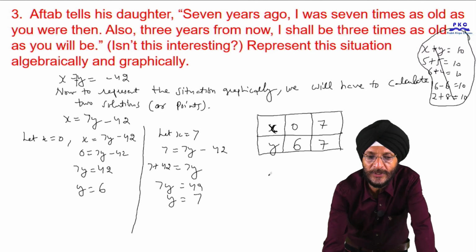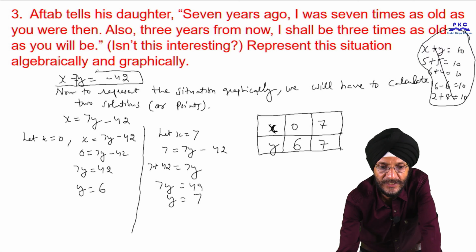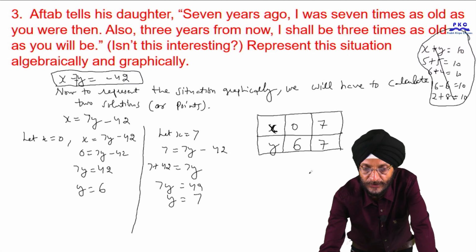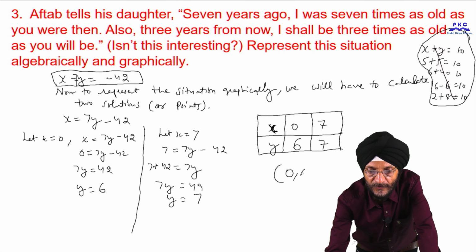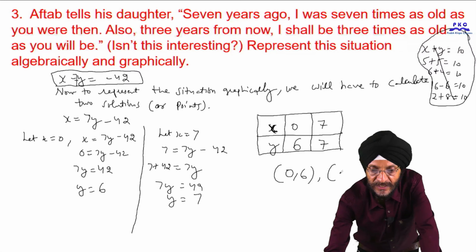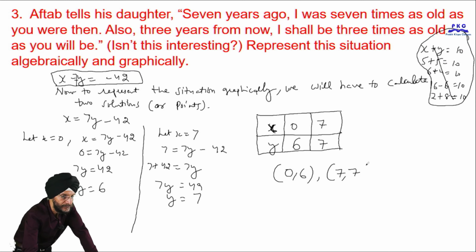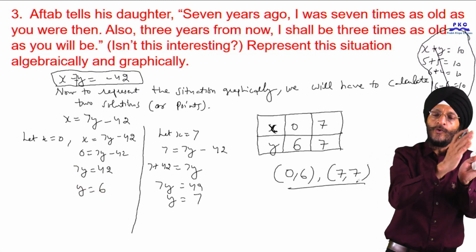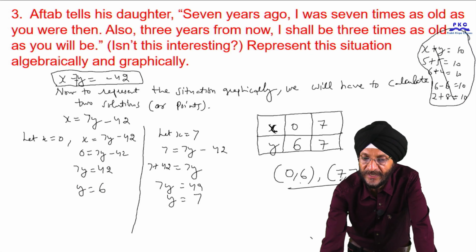So what are the two solutions which we have arrived at in respect of this first equation? For the first algebraic representation of the situation, the solutions are x 0, y 6. Next is x 7, y is also 7. As already told, when we write the solutions, the value of x has to be written first, followed by the value of y. Then again the value of x is first, the value of y is second.